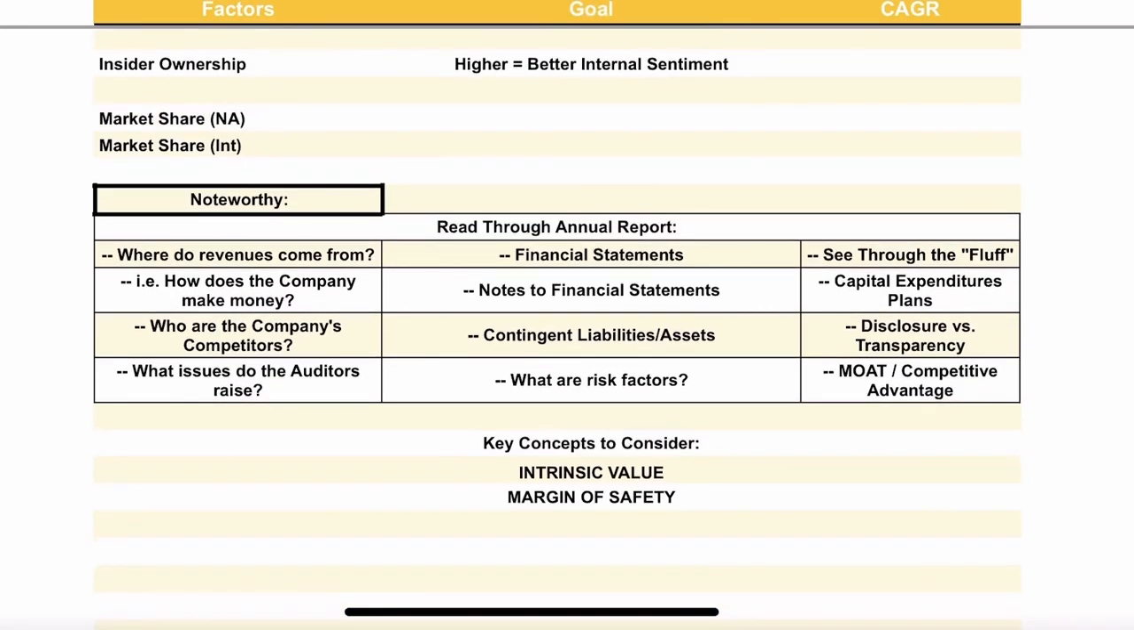And insider ownership, I do look at that. I feel that the higher that number is, the better internal sentiment is. The more that people who work at the company own the company, I think they're more literally invested in it and determined to see positive outcomes. It also means there are fewer institutional investors and retail investors who would be more flighty. And I think it can help keep a company more stable.